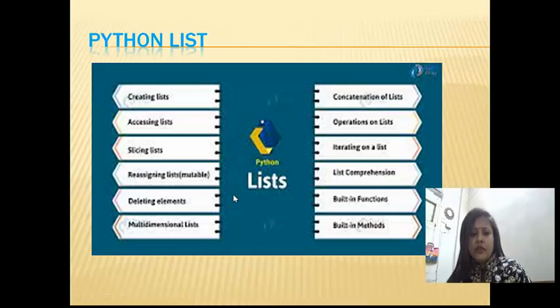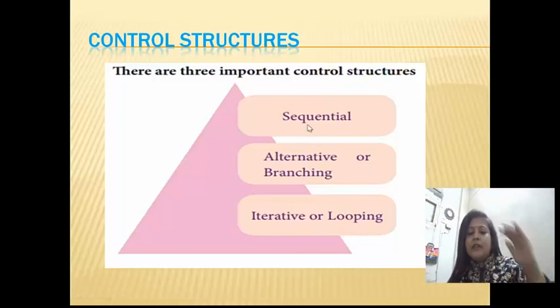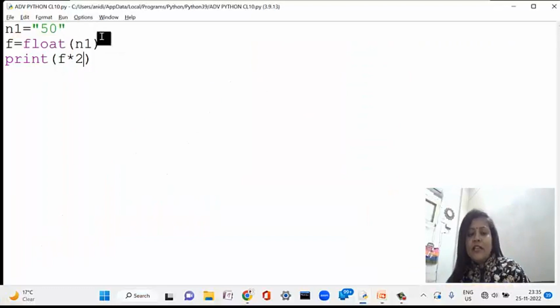All right, children. And next is control structure. There are three types of control structure in Python. One is sequential, another is branching, another is iterative, that is looping. Sequential means when a set of statements is there and the statements are executed sequentially, one by one. That is the normal Python program, like this one. First line is executing, then second line, then third line. This is the sequential flow of statements.